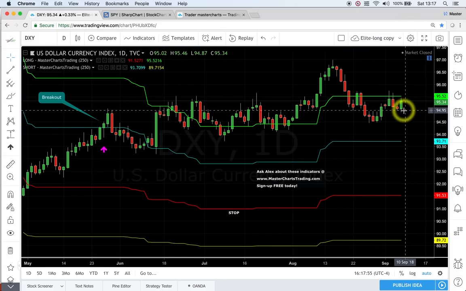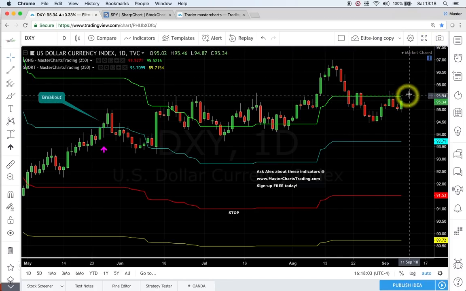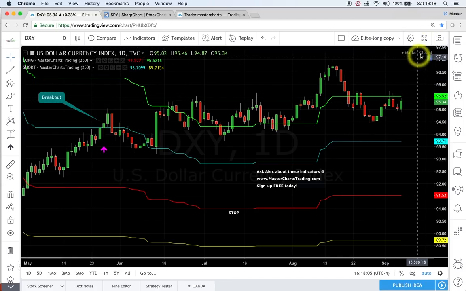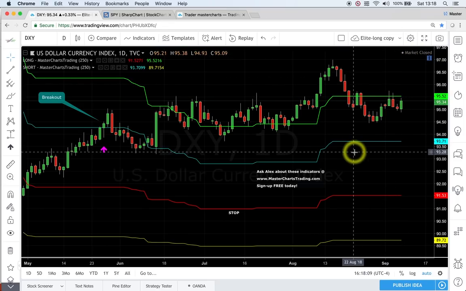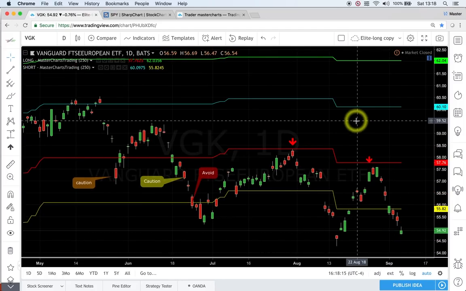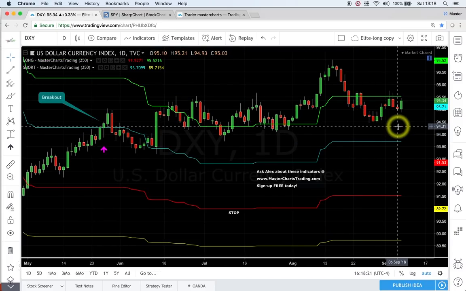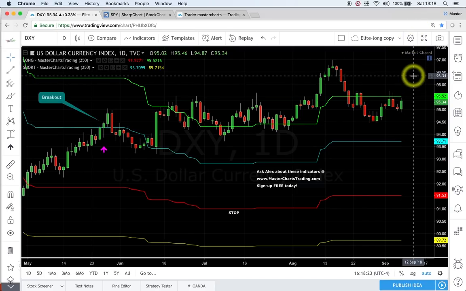but this may have already occurred, and I have a feeling that this is it. I think we may actually make a fresh high here, and we could see a strong breakout higher, and that would put further pressure on European markets. So VGK, European stock market will most likely get hammered even further if the dollar breaks higher from here.